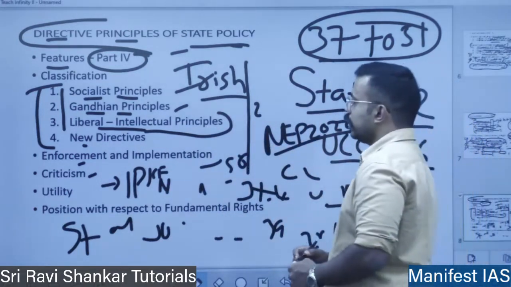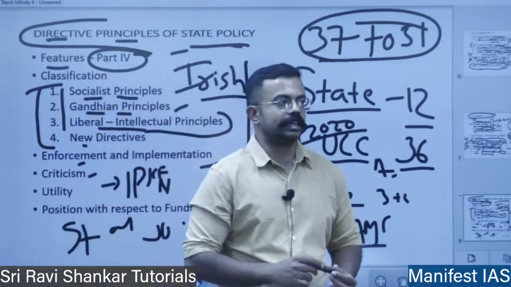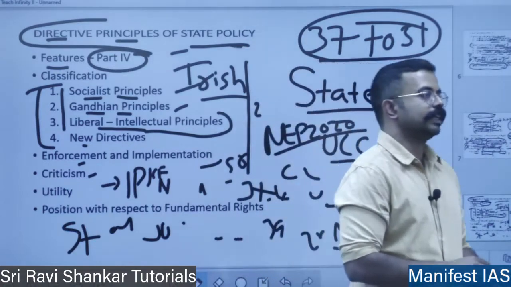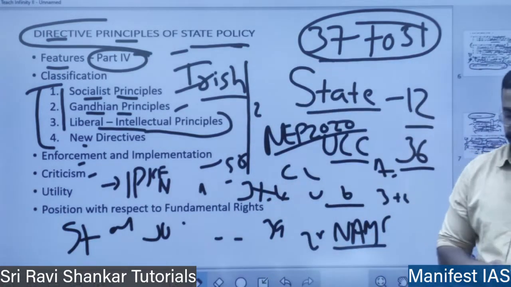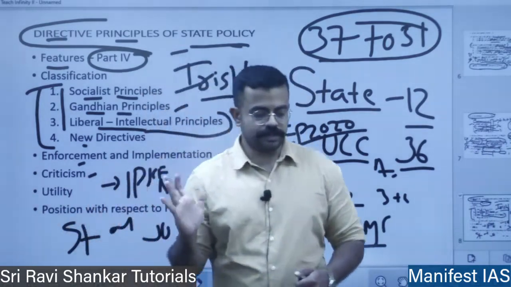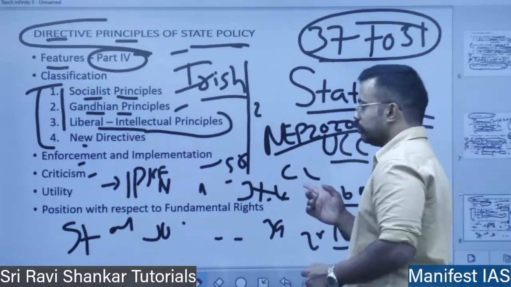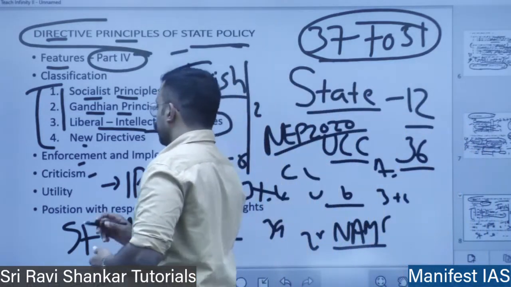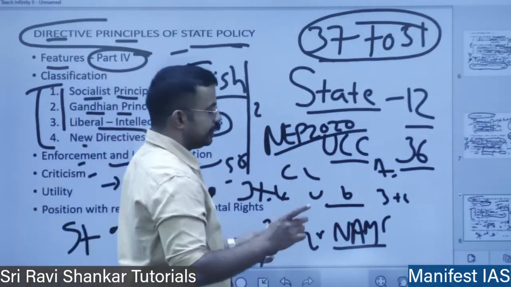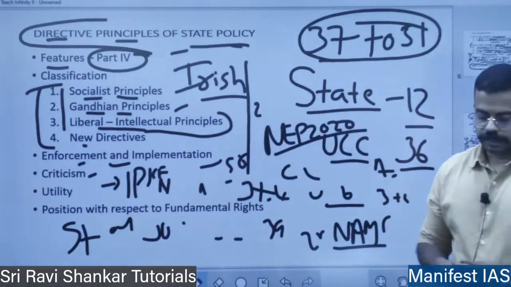The next criticism is they are illogically arranged. Lakshmikant arranges it logically, but in the Constitution they are illogically arranged. Next is most of them are conservative. And the fourth criticism is it gives rise to constitutional conflict. What is a constitutional conflict? There is a conflict between fundamental rights and directive principles.